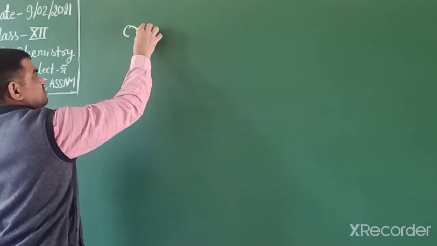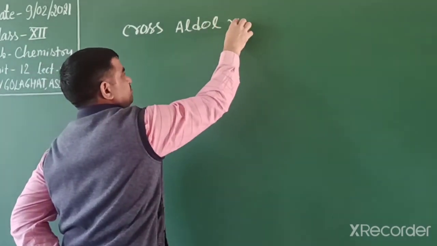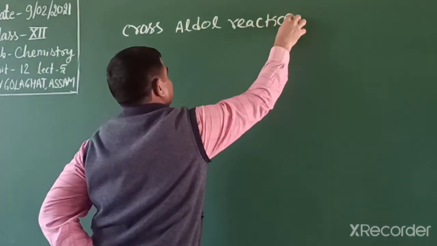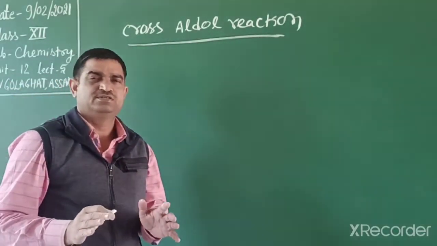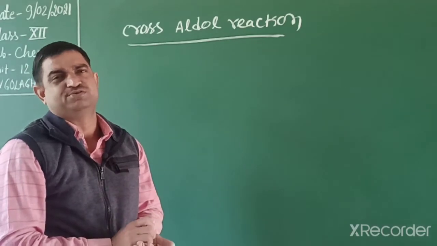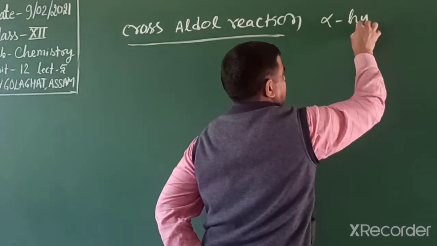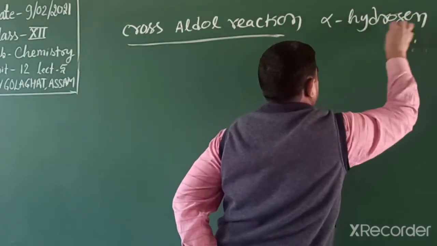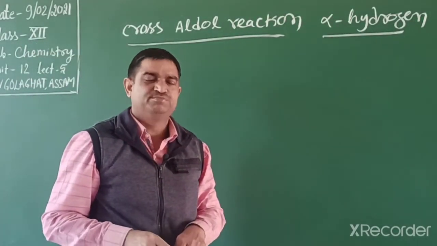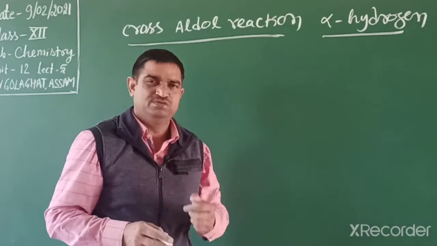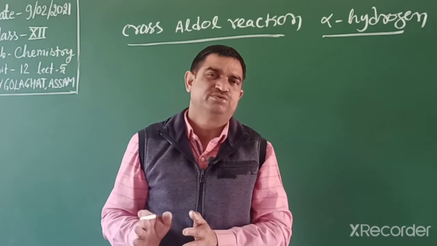Cross aldol reaction. In this reaction, we have to take two different aldehydes or ketones having at least one alpha hydrogen. Alpha hydrogen must be present on the carbonyl compound. We know alpha hydrogen is acidic in nature. In the presence of a base, that hydrogen is removed and produces a carbanion. That carbanion can attack the same molecule or another molecule.